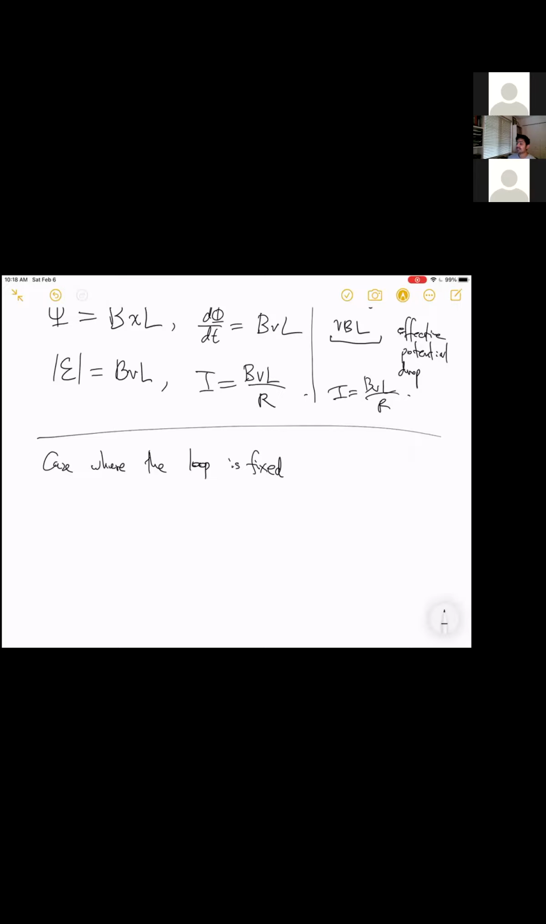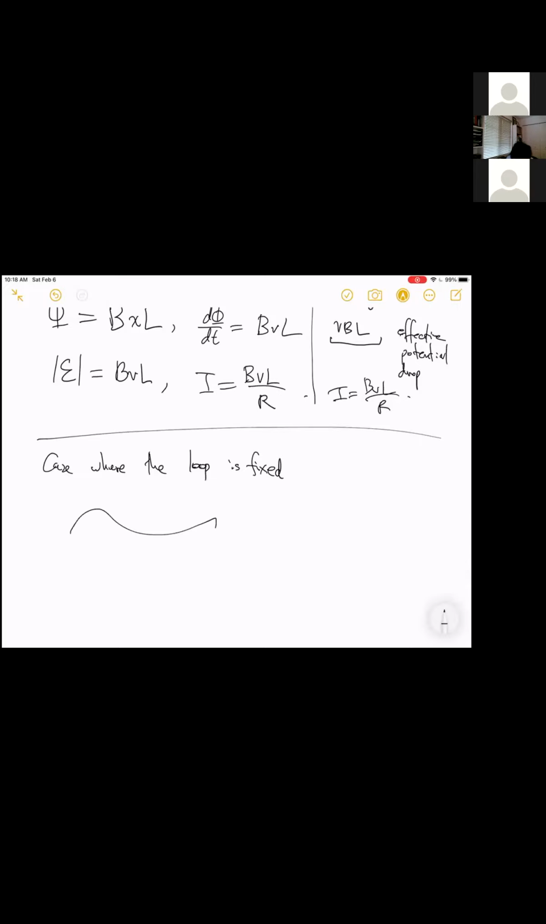But then what happens is that if you have a fixed loop, then there's no V, right? There's no V because the loop is fixed. So there's no Lorentz force on any charge Q. So the only force can come from QE. So the entire EMF would be coming from E dot dL, because there's no QV cross B since V is zero. And this is now equal to d phi dt.